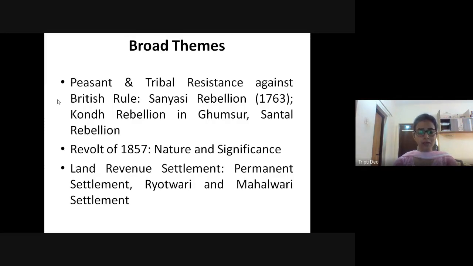पर्टिकुलरली हम सन्यासी रिबेलियन जो 1763 में हुआ था, Kond rebellion in Gumsur and Santal rebellion. These are three rebellions that we will specifically look at. Of course, हम इतनी सारी peasant or tribal resistances नहीं study कर सकते because we have limited time. But we will be looking at these three particular peasant and tribal resistances.